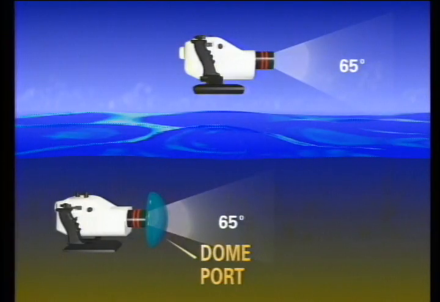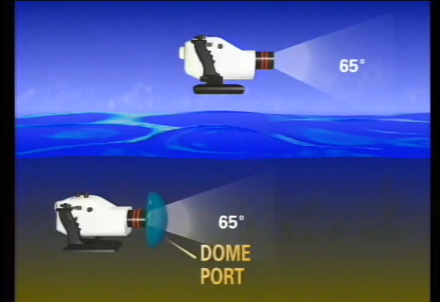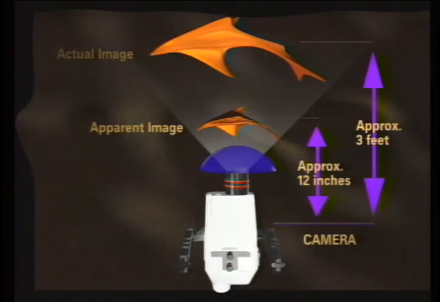The solution to the refraction problem is the dome port. Above water, the dome port has no effect upon the camcorder lens, but underwater, the dome becomes a part of the lens system and produces the following effects. First, the dome port corrects for refraction and allows the camcorder lens to maintain the same angle of coverage underwater that it has above water.